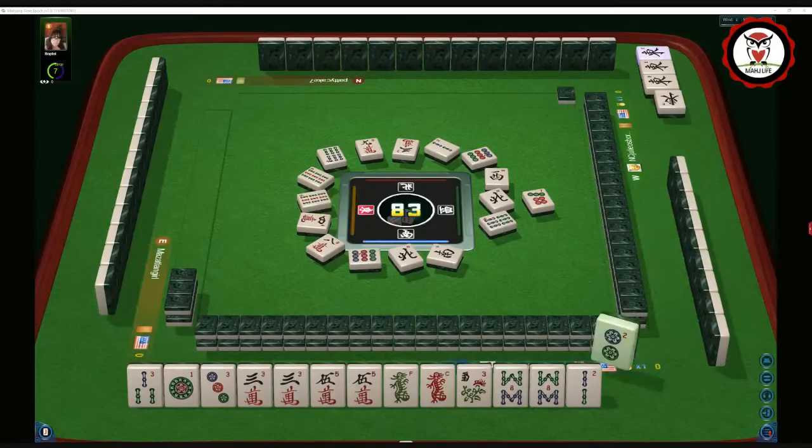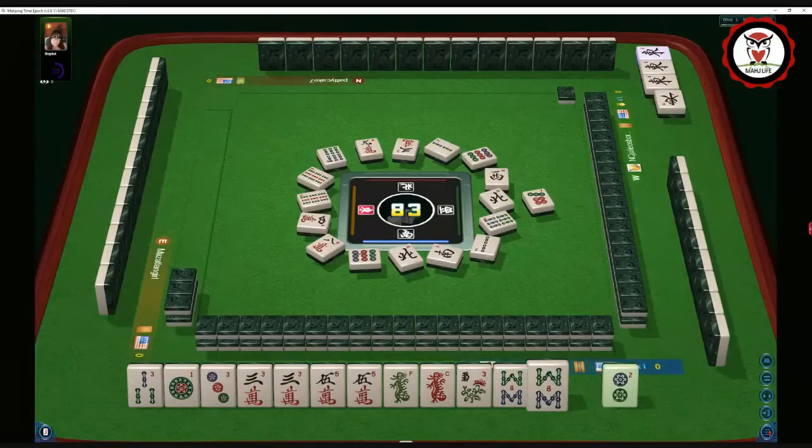Nine bamboos. The two bam is already out. Two bam.